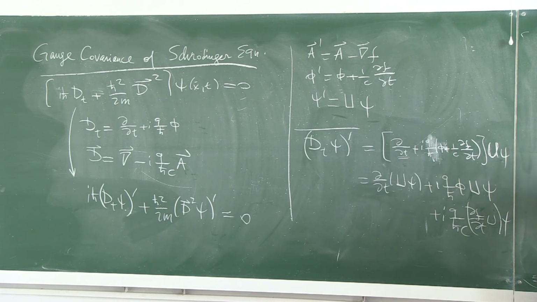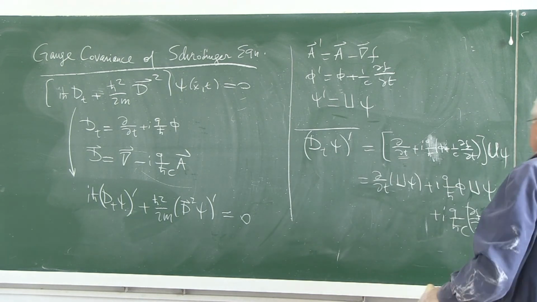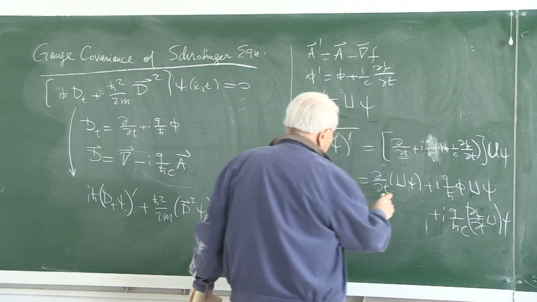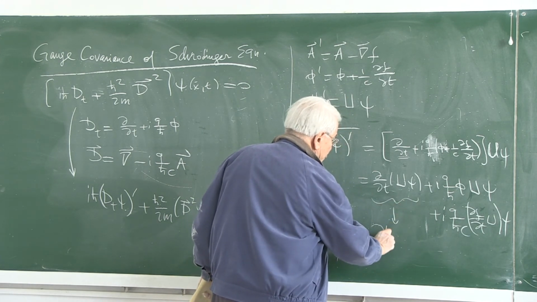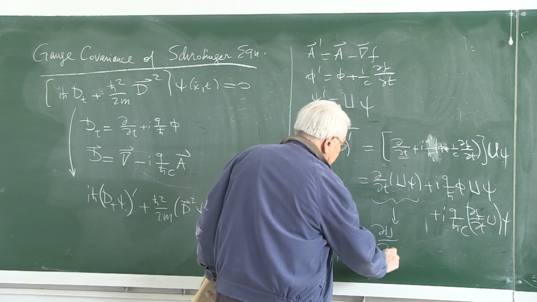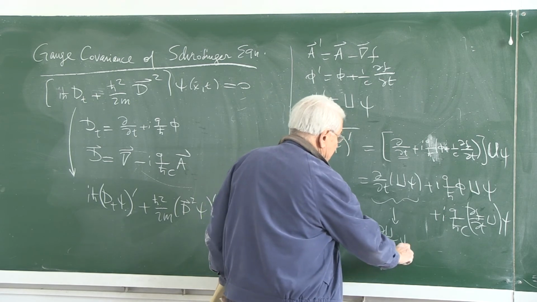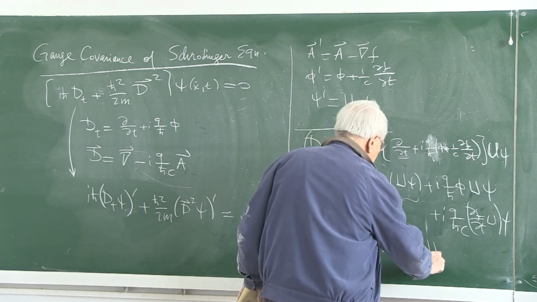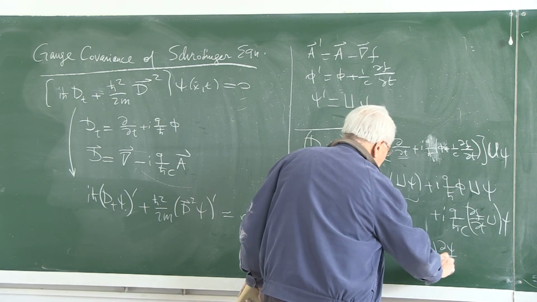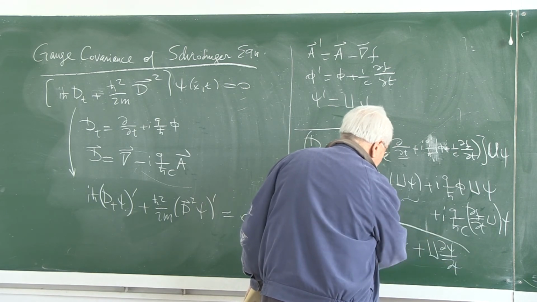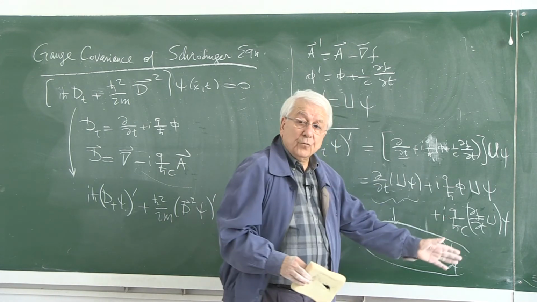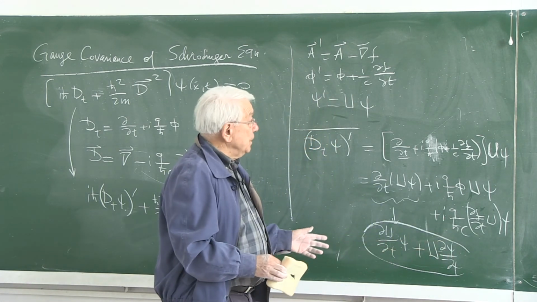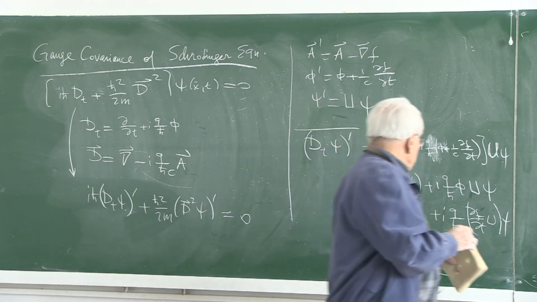I'm still at the time derivative part. Even in the first term, this one has two terms, right? ∂U/∂t ψ plus U ∂ψ/∂t. So when you really unfold this, there are two terms in here, two terms in here, four terms. It looks too crowded, but we do the following trick.